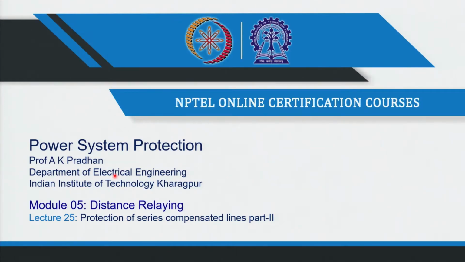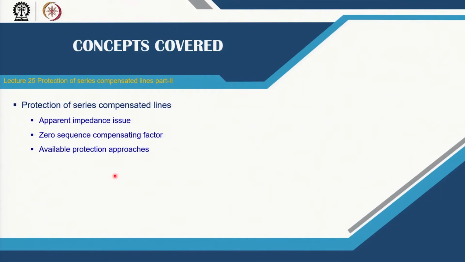In this lecture related to distance relays, we will have protection of series compensated lines part 2. The coverage will be on apparent impedance issues, zero sequence compensating factor and available protection approach. Two approaches we will discuss on it.